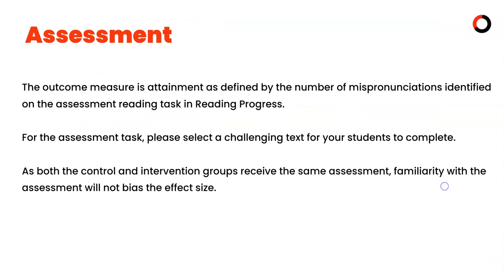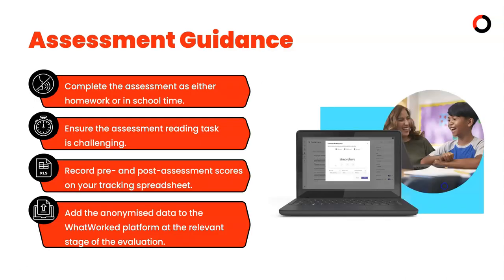So moving on to the assessment, the outcome measure is attainment as defined by reading by the number of mispronunciations identified on the assessment, reading task, and reading progress. So for the assessment task, as I've already mentioned, please make sure this is selected at a challenging level for the students to complete. And as both the control and intervention groups receive the same assessment, familiarity with this will not introduce bias to the effect size.